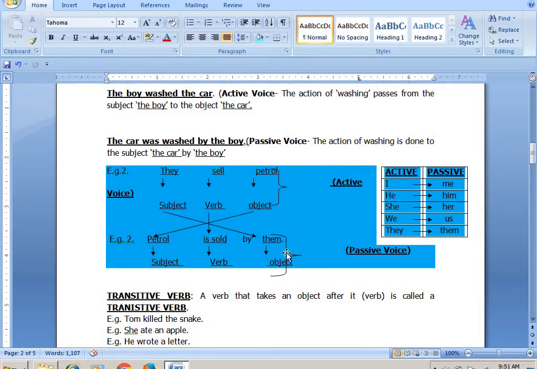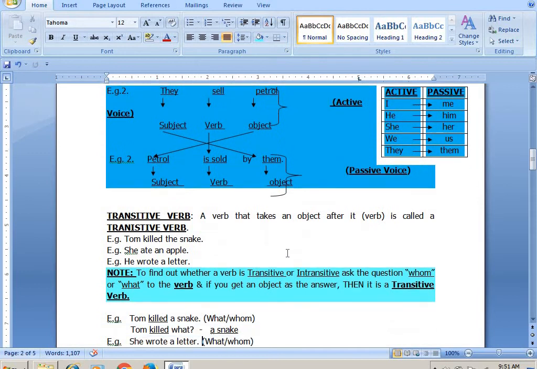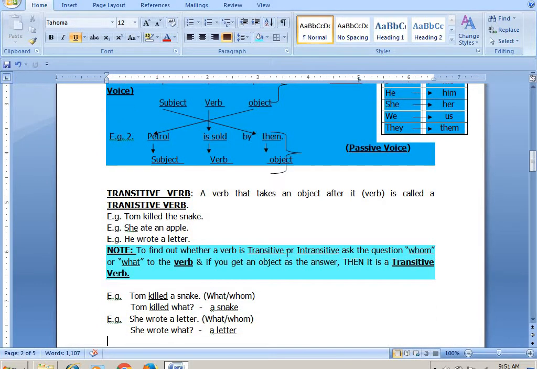Okay, now let's come down, for you to understand something. Transitive verb. How will you know, students? Now look over here. What is a transitive verb? A transitive verb is a verb that takes an object after it. A verb that takes an object after it is called a transitive verb.